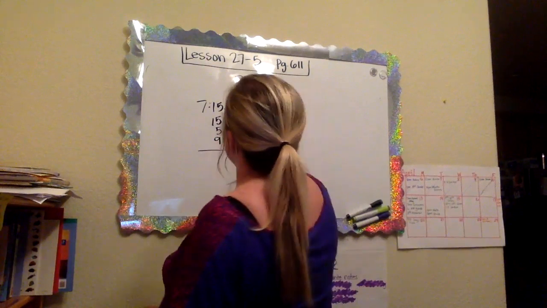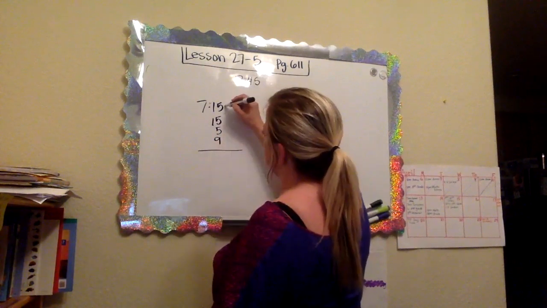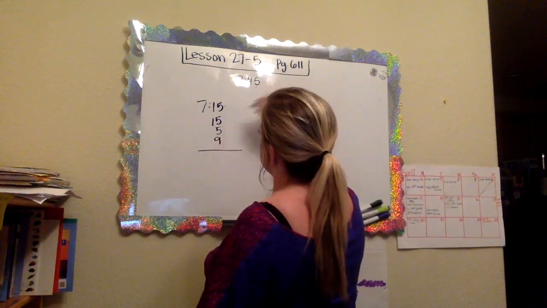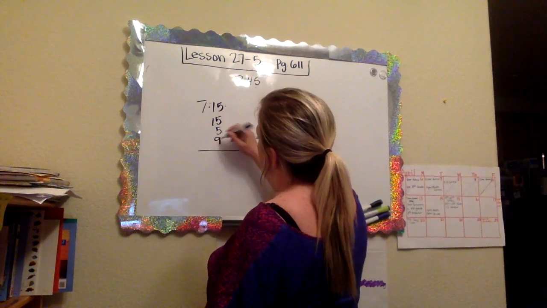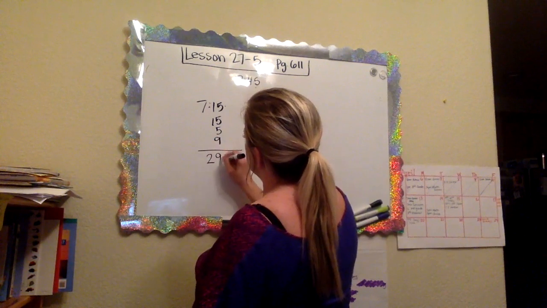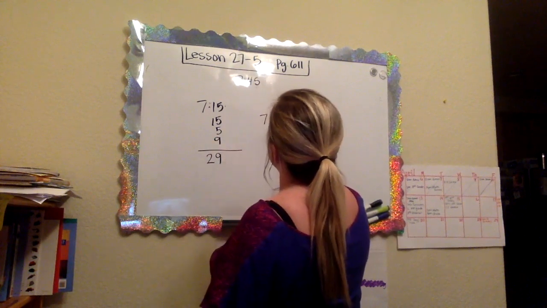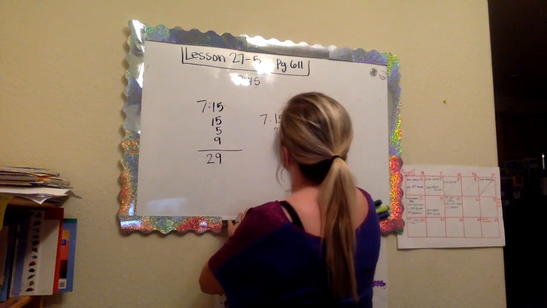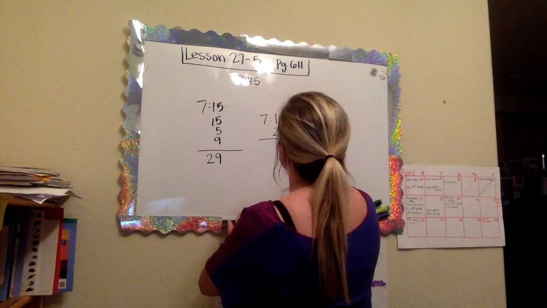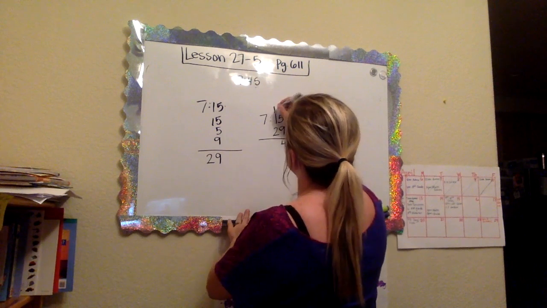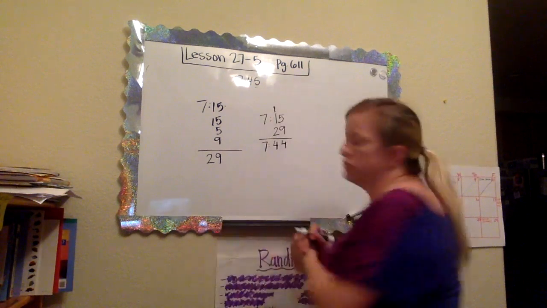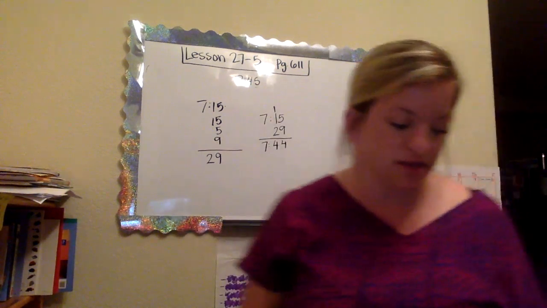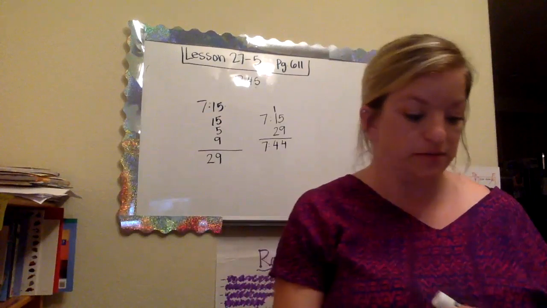So again, we need to know if she's going to have enough time based on her starting time if her end time will match. So 15 plus 5 is 20, plus 9 is 29. So I'm going to do 7:15 plus 29 minutes. 9 plus 5 is 14. 7:44. So her answer is yes. Steph will have enough time.